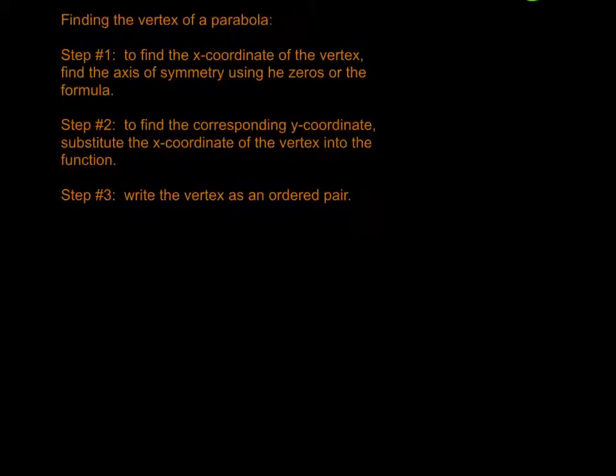So for finding the vertex of a parabola, we can go through 3 steps. This is the minimum or the maximum of our parabola. Step 1, to find the x-coordinate of the vertex, you need to find the axis of symmetry using the zeros or the formula. So we find the x-coordinate using the axis of symmetry. Step 2, find the corresponding y-coordinate, because a vertex is a single point. It's going to have an x and y. Substitute the x-coordinate into the function. And then lastly, write the vertex as an ordered pair.